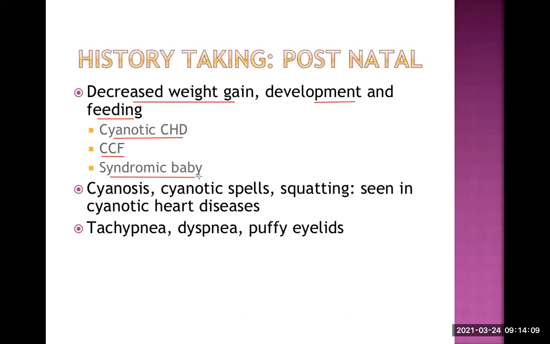Down syndrome is very commonly associated with endocardial cushion defect, a type of acyanotic heart disease. If there is persistent cyanosis in the baby, remember, a baby cannot gain weight. And congestive cardiac failure, if it is a chronic type, then similar things can happen. Cyanosis, cyanotic spell, and squatting are commonly seen in cyanotic heart disease, especially in tetralogy of Fallot and other types of cyanotic heart disease. Now, cyanosis, let's define it.